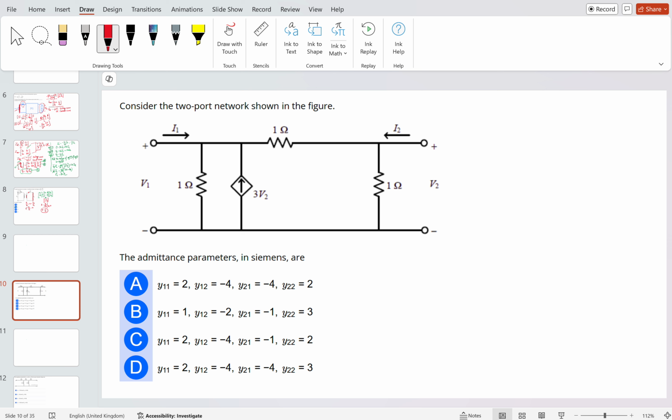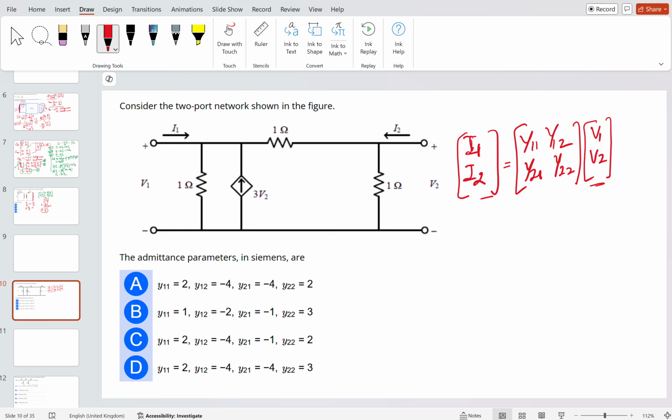It is a little bit lengthy, but it is good to solve. The Y matrix will look something like this: I1, I2 is equal to Y11, Y12, Y21, Y22, times V1, V2. So this is the input and this is the output. Try to solve.